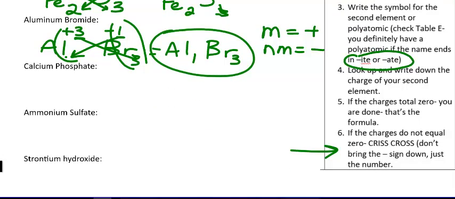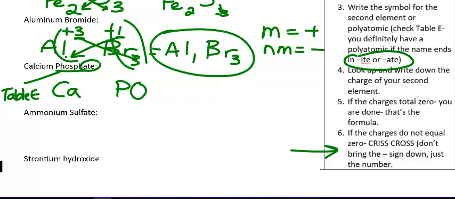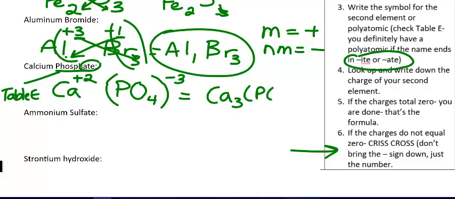Okay? We'll do one with the polyatomic. Calcium is Ca. Phosphate is from Table E, right? You've got to look that up on Table E. If it ends in ite or ate, it's definitely from Table E. You write down their charges. Calcium's +2. This whole thing, phosphate, from Table E has a charge of -3. Those don't equal 0. Crisscross. Ca3(PO4)2. Okay?